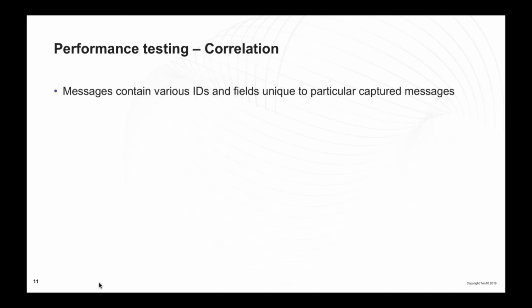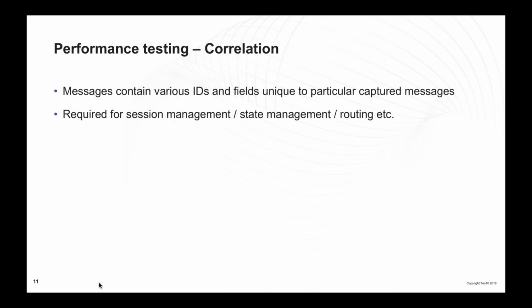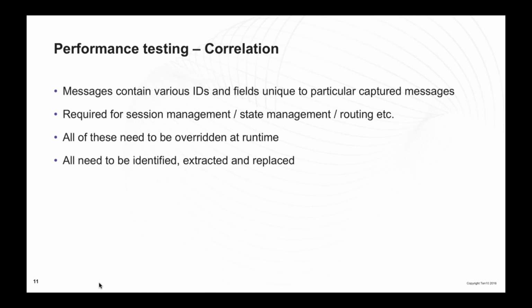The key point here is that at runtime, the instances of each and every one of these values need to be replaced for each and every message. If you miss any, or if you get any incorrectly assigned, it won't work. In practice, all these need to be identified and extracted from the messages. They need to be stored, and then they need to be uploaded back into those messages when they're sent back to the server. Just to set expectations, this is harder than parameterization.